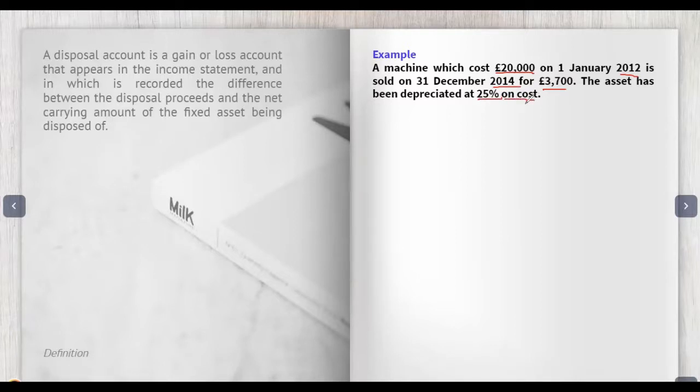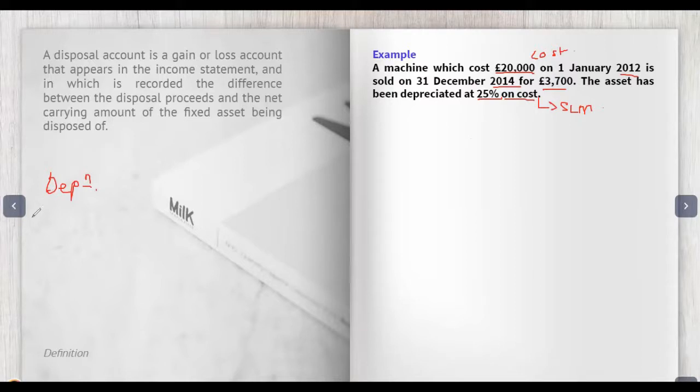Now, a small tip here: to do any disposal question, it is always important that we do the depreciation table. We figure out the total depreciation for the machine and the rest becomes easy. Now, let's do the depreciation table here. On the depreciation, they say this is on cost, so this means that it is the straight line method, and we know the cost price is 20,000.